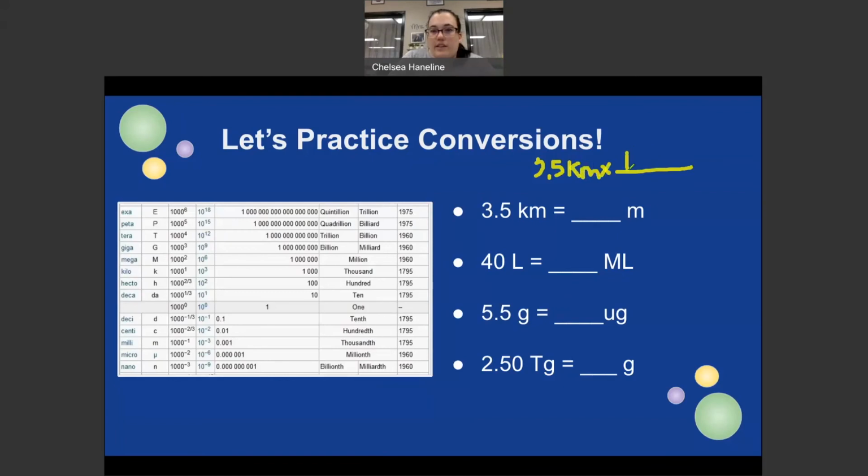Anyways, we know that there are 1,000 meters in 1 kilometer. Then these cancel, so we multiply. That's 1,000 times this, so that's 3 places to the right. If you do the math on the calculator, that is 3,500 meters.